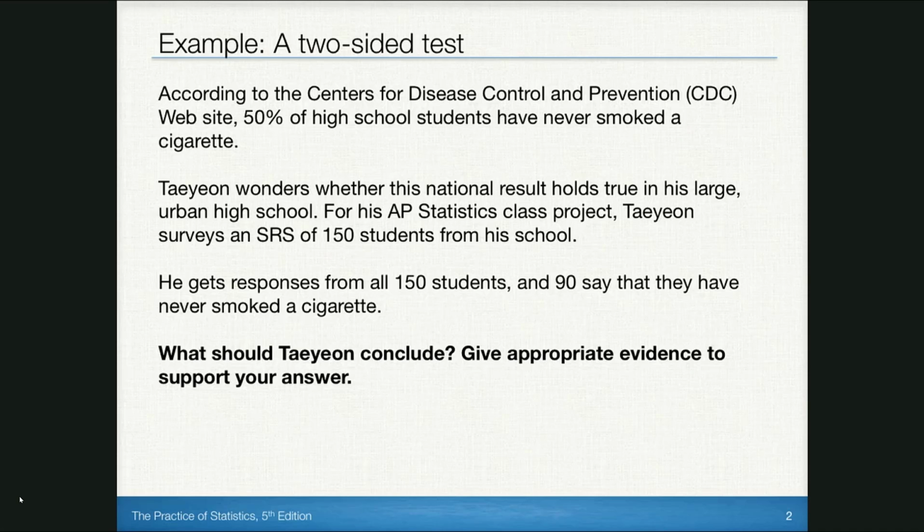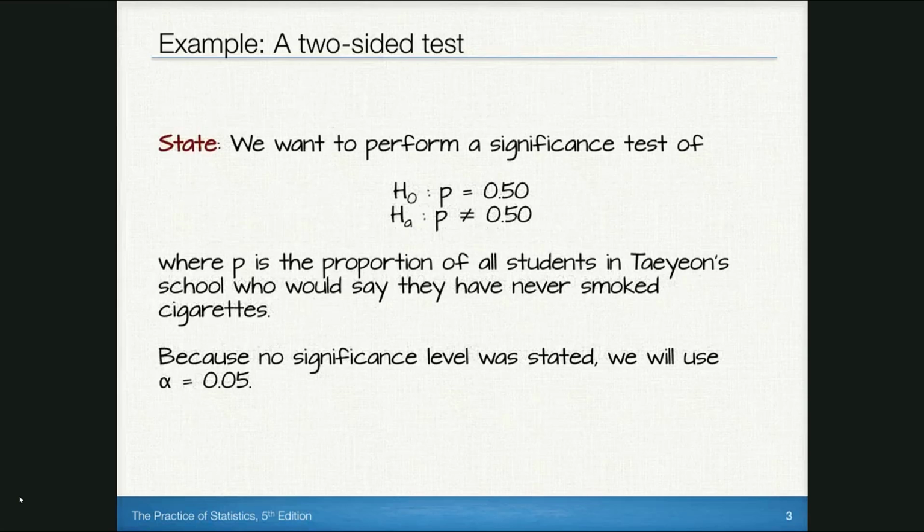Well, let's do the 4-step process for a significance test. We'll start by stating our problem. We want to perform a significance test of the hypotheses null hypothesis p equals 0.50 against the alternative p is not equal to 0.50. Notice this is two-sided because we aren't testing to see if the proportion at Taeyeon's high school is higher or lower than 50%. We just want to see if it's different. And again, p is the proportion of all students in Taeyeon's school who would say they've never smoked cigarettes. Because no significance level was stated, we'll use an alpha of 5%.